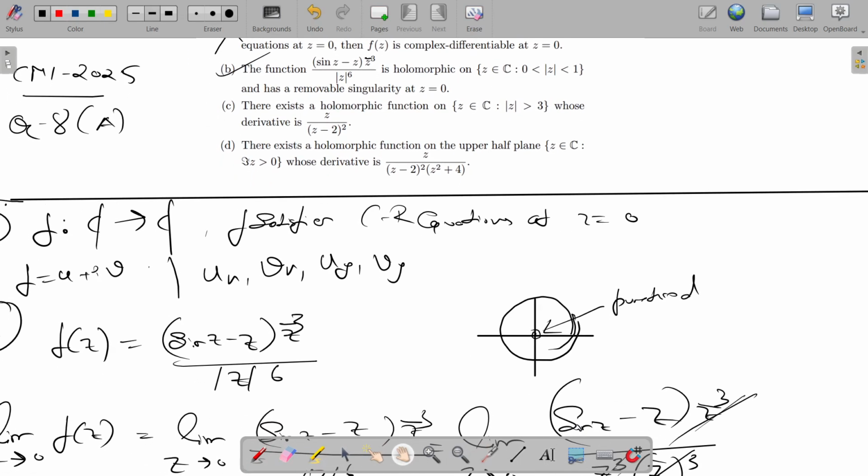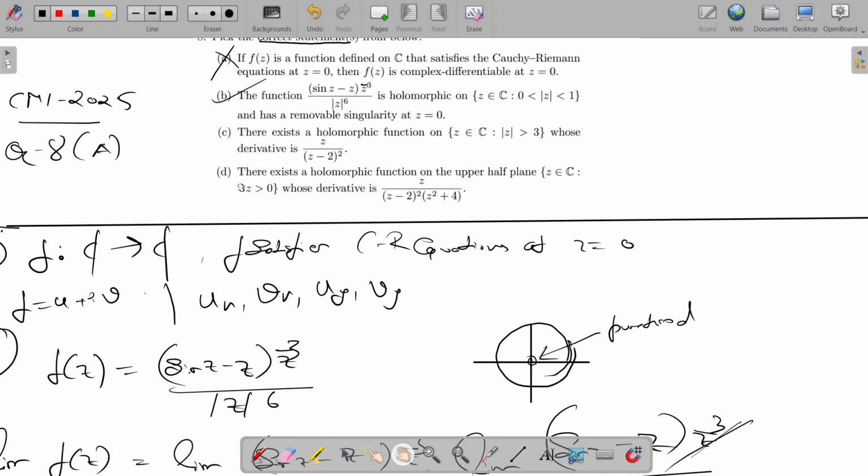So this will be true. Now let us look at option C. There exists a holomorphic function on mod z greater than 3 whose derivative is z by (z minus 2) whole square. And option D is the same kind of option. It is saying that there exists a holomorphic function on the upper half plane, z belongs to C.